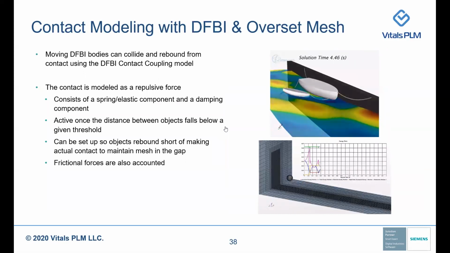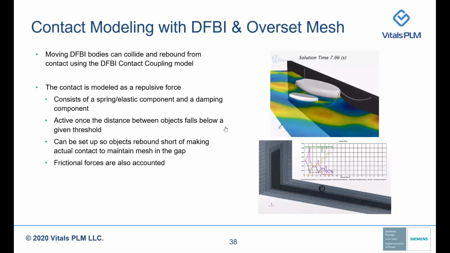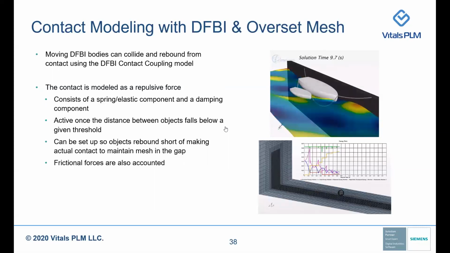Besides modeling the external forces, it's also possible to model the contact forces acting in the DFBI along with the Overset Mesh. Here in this example we see a sphere which is falling on the ground, and the contact forces which it undergoes by interacting with the ground can be modeled using contact forces on the DFBI body or object. And frictional forces also can be modeled as additional forces on the DFBI body.